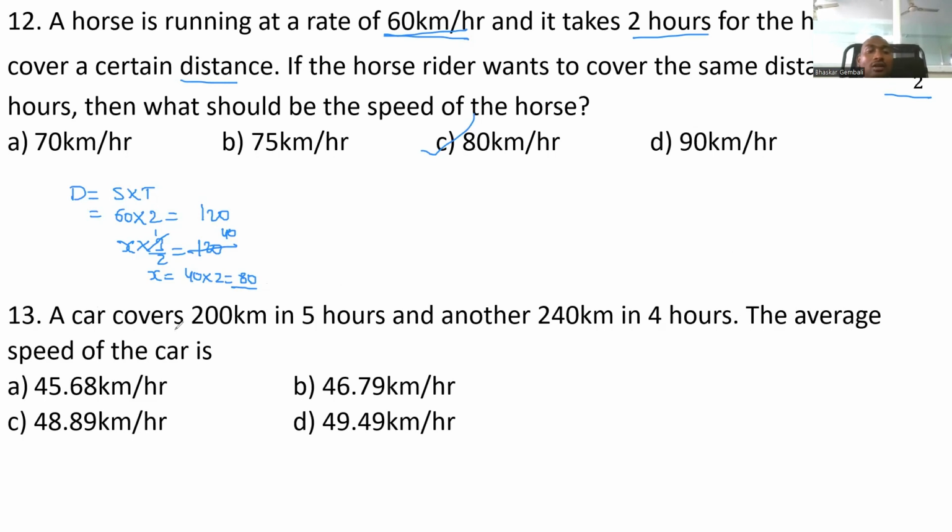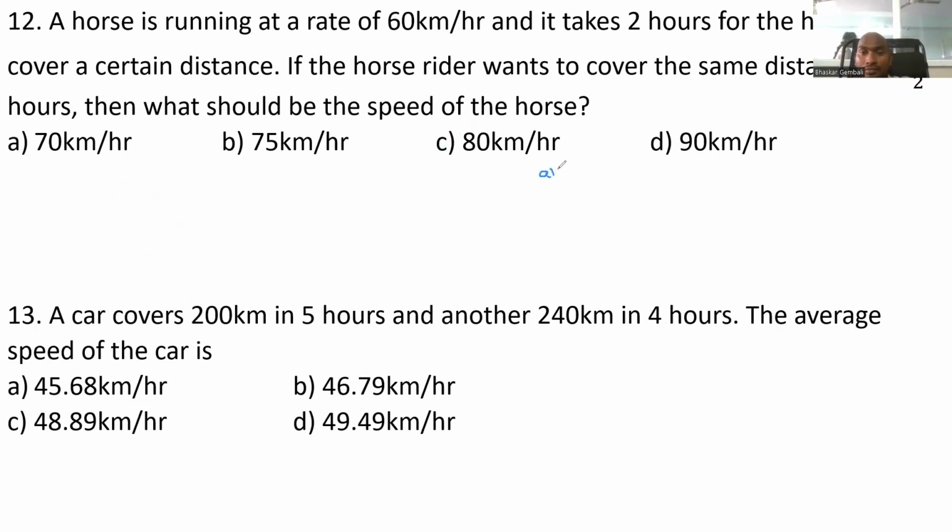Next, a car covers 200 kilometers in 5 hours and another 240 kilometers in 4 hours. The average speed of a car. So before going to this, you need to understand what is average speed. Average speed is nothing but total distance traveled by total time taken. And for average speed, we take total distance traveled in how many hours. Then we will get the average speed.